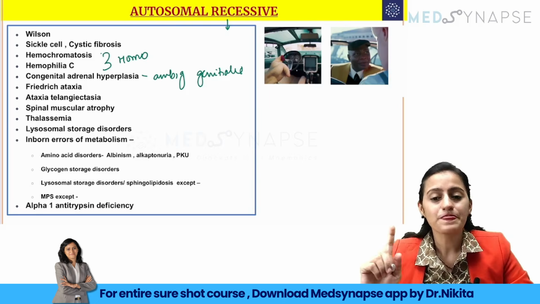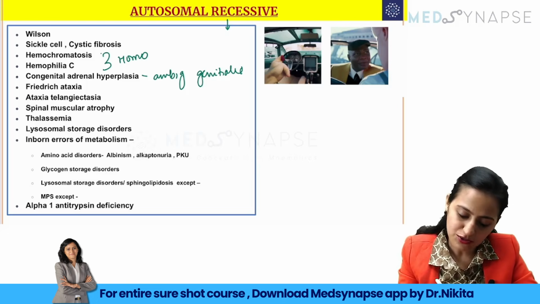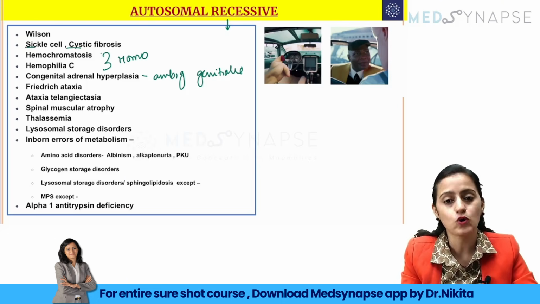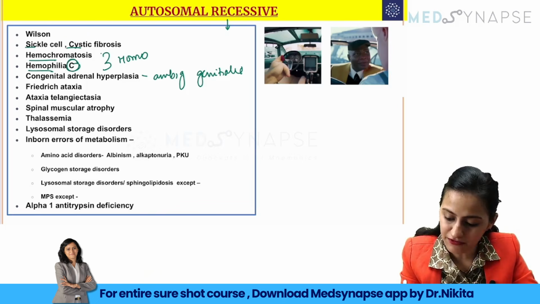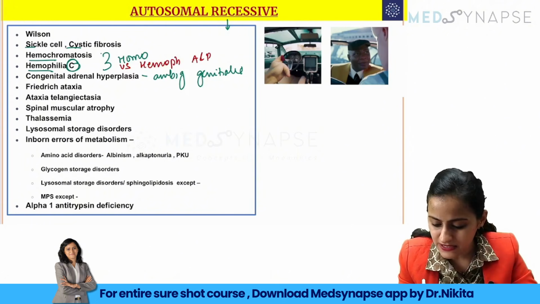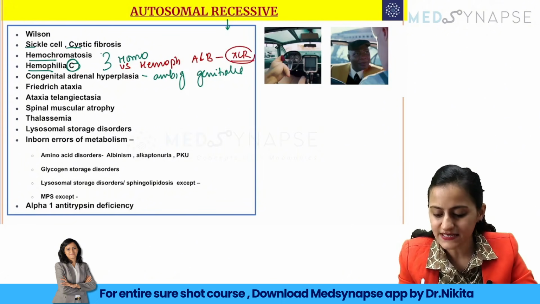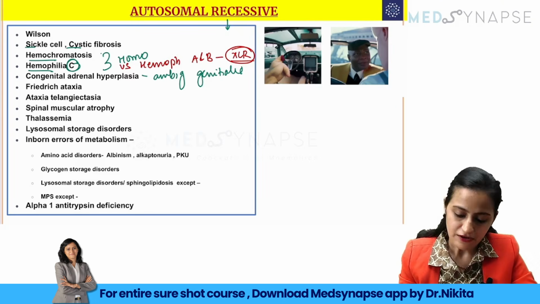Okay, so a recessive person named Wilson goes to the seaside. He is a homo. Hemochromatosis, hemophilia C. Remember hemophilia C versus hemophilia A and B. They are X-linked recessive. Hemophilia C is autosomal recessive, right?